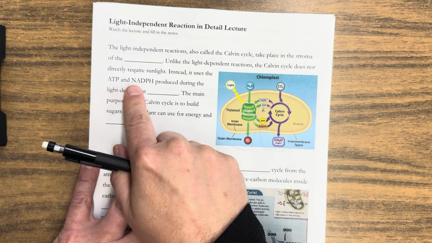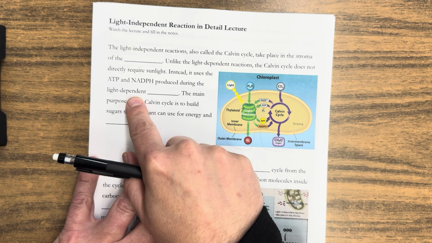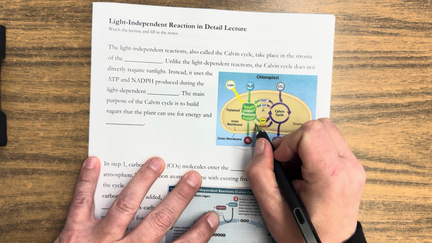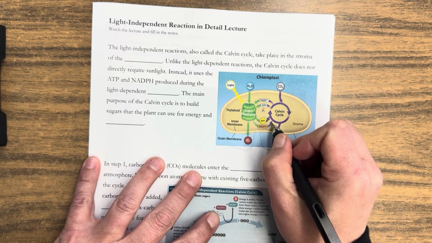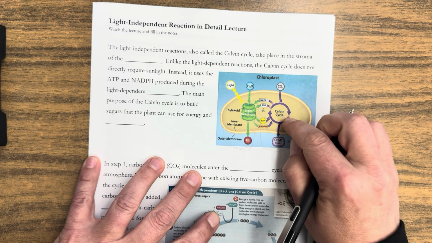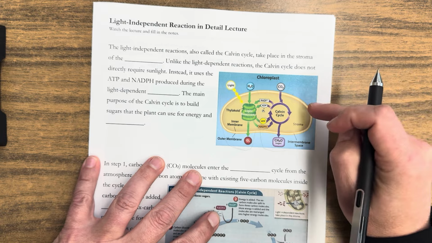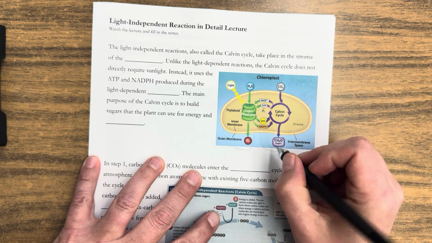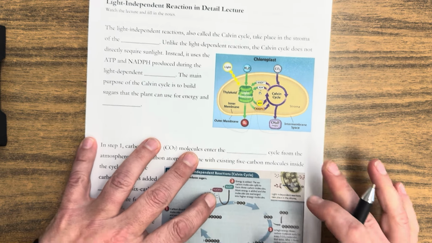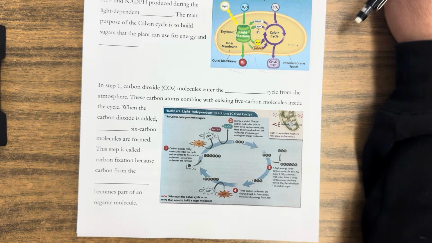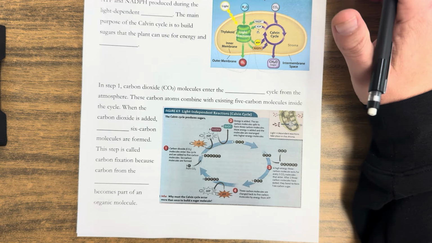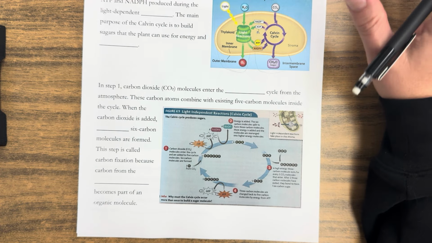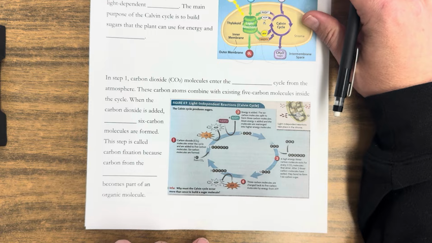Instead, it uses the ATP and NADPH produced during the light-dependent reactions. So you can see those here, right? ATP produced, NADPH produced, and it'll go into the Calvin cycle to get used. The main purpose of the Calvin cycle is to build sugars that the plant can use for energy and growth. So this is the basis of our food chain. This is how we make food, how we make plants. Animals eat plants, animals eat animals, and so on and so forth.